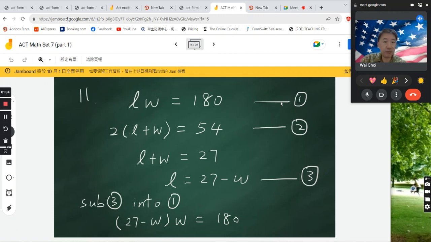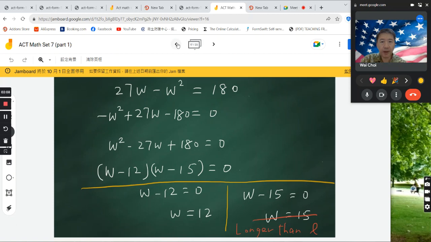We label this equation 1, and this equation 2. Divide both sides of equation 2 by 2. You know L plus W is equal to 27, and therefore L is equal to 27 minus W. Now we call this equation 3. We're going to substitute equation 3 into equation 1, so we replace this L with 27 minus W. So (27 minus W) times W is equal to 180.